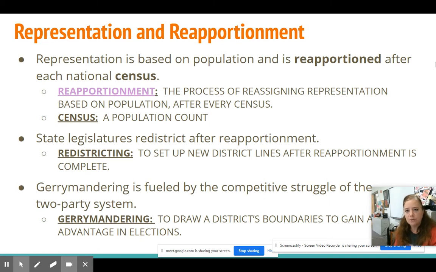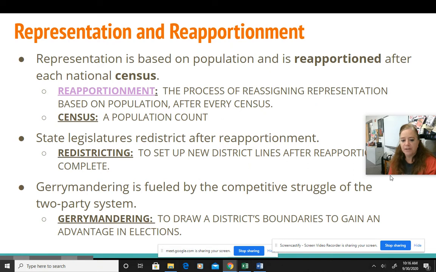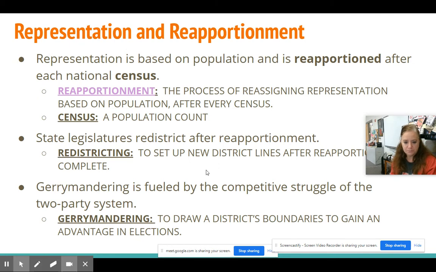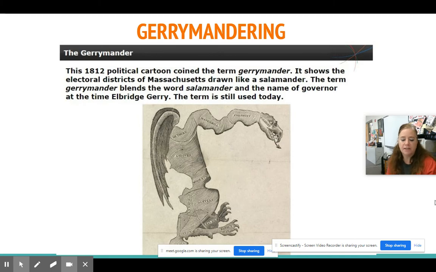However, one of the huge problems nowadays is gerrymandering. Gerrymandering is drawing a district's boundaries to gain an advantage in elections. So I'm going to show you a picture. So this is a picture. It started in 1812. It's a political cartoon that coined the term gerrymander. It shows the electoral districts of Massachusetts drawn like a salamander. The term gerrymander blends the word salamander and the name of the governor at the time, Albert Gerry. The term is still used today.